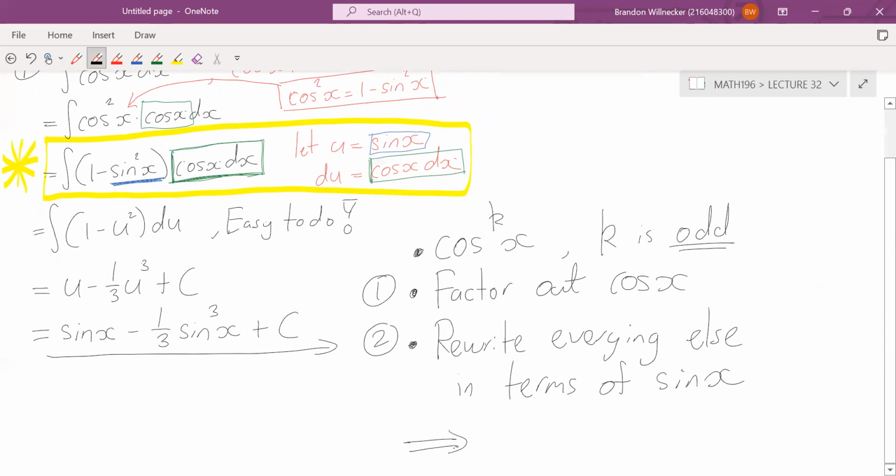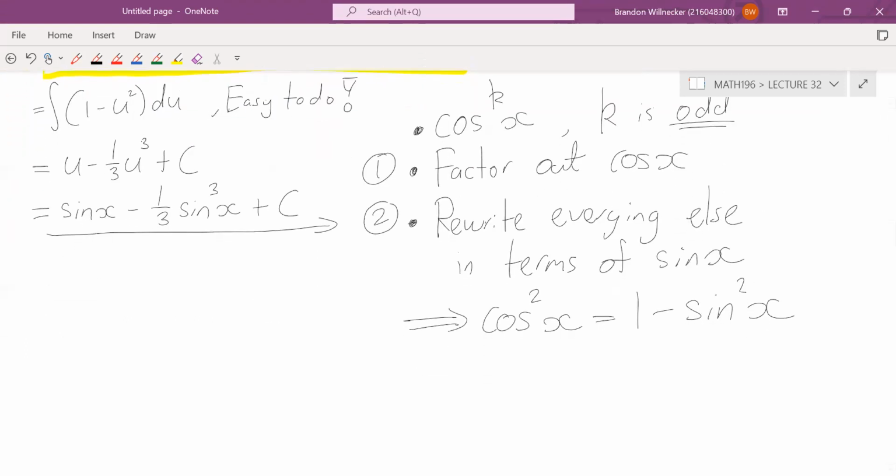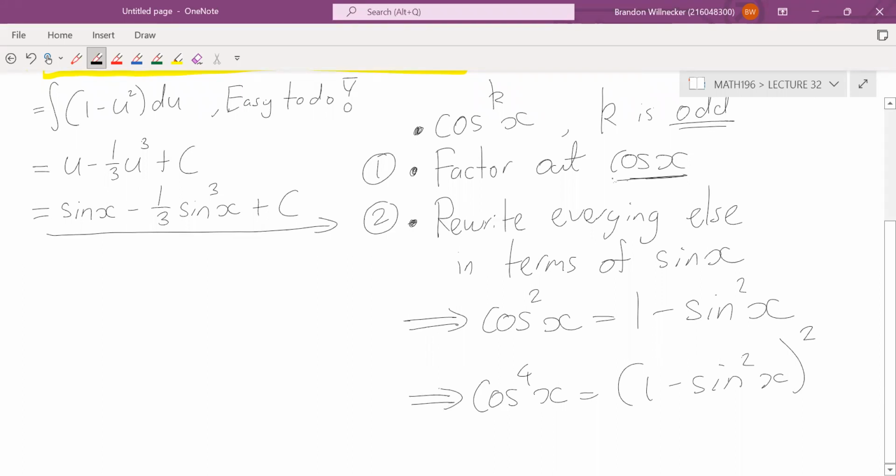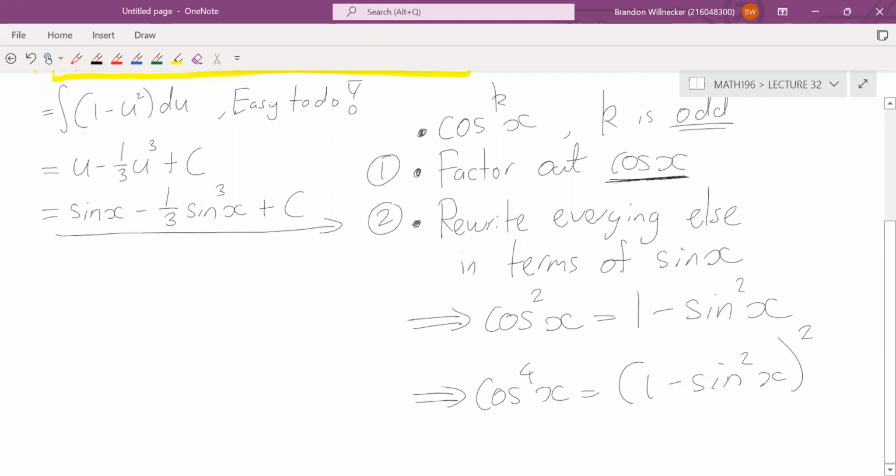So what we can do is we can say cos squared of x is equal to 1 minus sine squared x. So if it's cos squared, you write it like this. If it's cos to the 4th power, what do we do? It's going to be cos to the 4th power of x will then be 1 minus sine squared x, all of that squared. Yeah, so it's always an even power of cos because we factored out a cos x. Okay, so that's step 2.